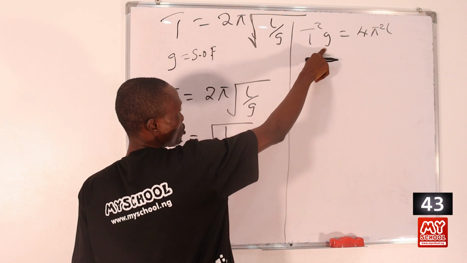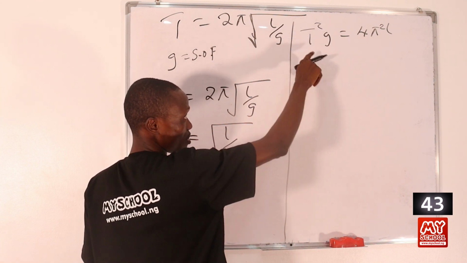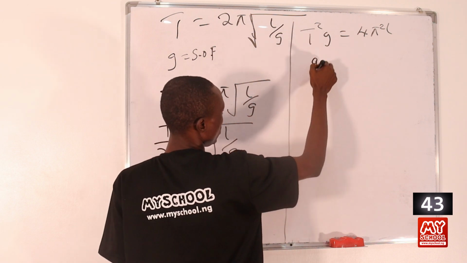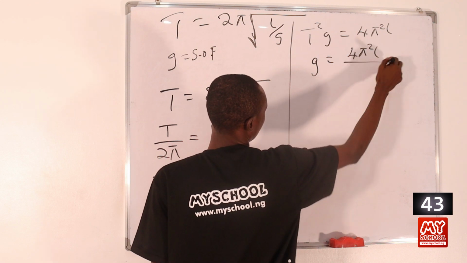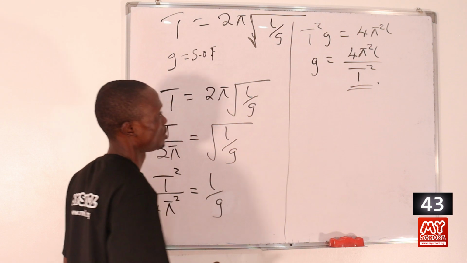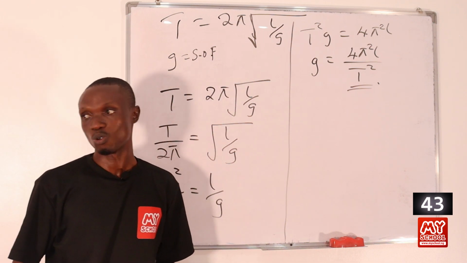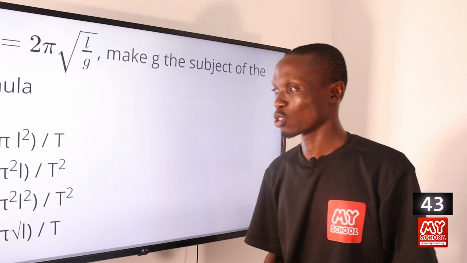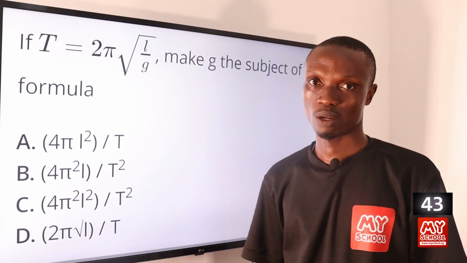So since we are looking for g, we just divide both sides by the coefficient of g, which in this case is t square. So that g is equals to 4 pi square L divided by t square. Okay, so we have succeeded in making g the subject of formula. So let's return back to the screen to pick the correct answer to this question, and that is option B, 4 pi square L over t square.